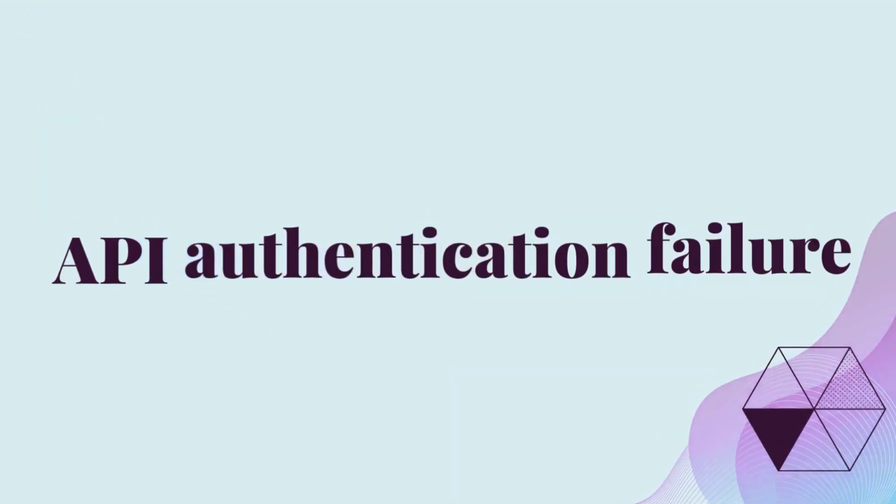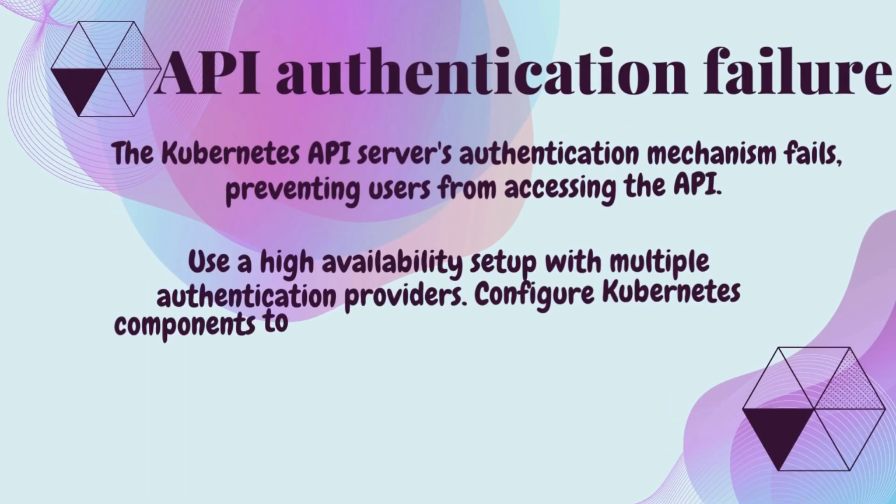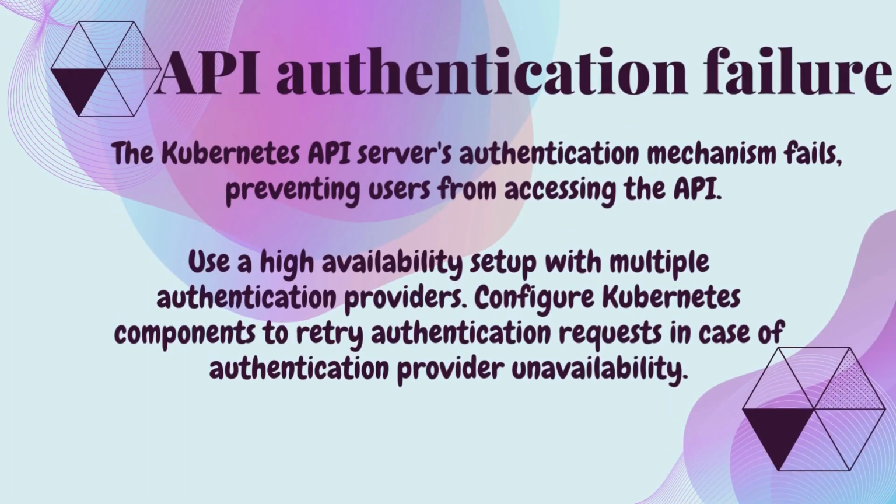API authentication failure. The API server is the heart of the cluster. It communicates with the Kubernetes worker nodes, controller, scheduler, etcd and all those things. When the API server authentication mechanism fails, it prevents users from accessing the API. A token or user credential is used to authenticate.